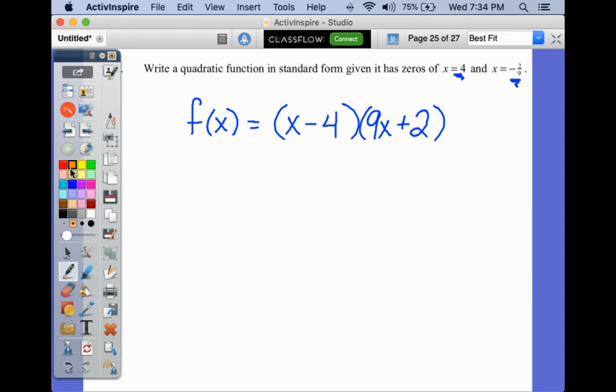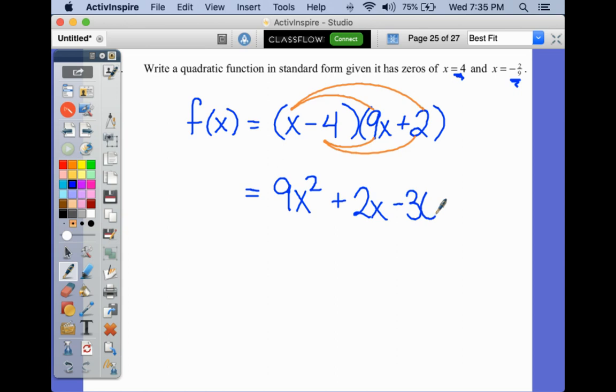Now we just need to multiply this out. So x times 9, right? We're doing this whole process. We're doing our distributive property or our FOIL steps. So we get 9x squared plus 2x minus 36x minus 8. So 9x squared minus 34x minus 8.